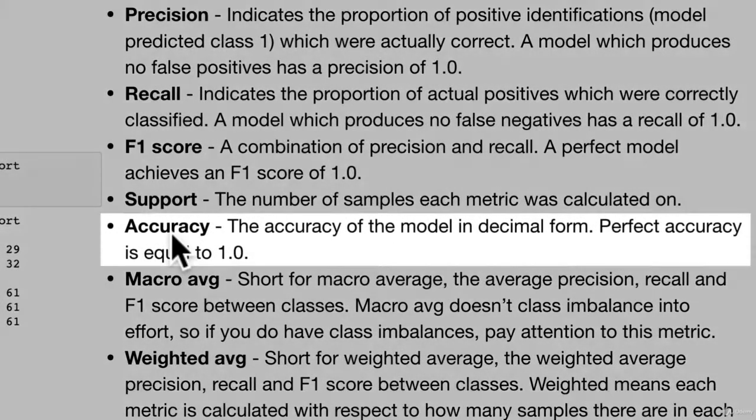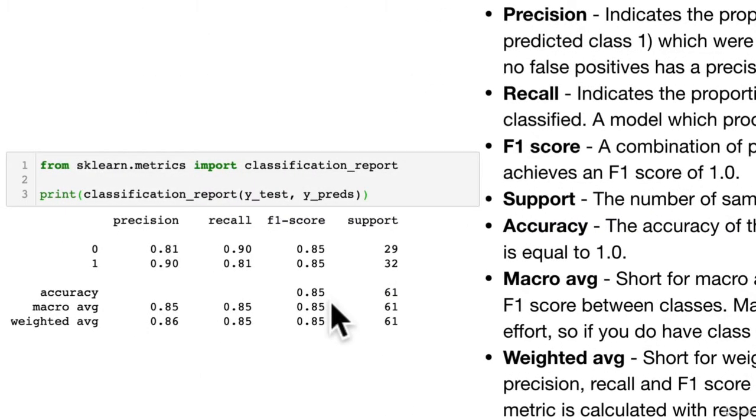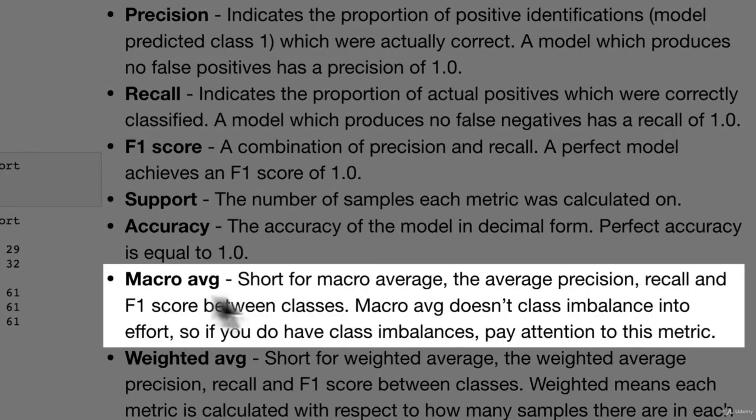Now, accuracy, we've seen that before. This is just the accuracy of the model in decimal form. Perfect accuracy is 1.0, aka our model is making predictions right 100% of the time if its accuracy is 1.0. Then we have a look at macro average. Now, what is that? It's short for macro average, as you may have guessed. So it's the average precision, recall, and F1 scores between classes. Now, the key here is macro average doesn't take class imbalance into effect, into account. So if you do have class imbalances, pay attention to this metric.